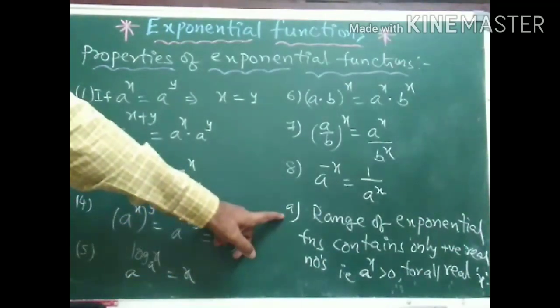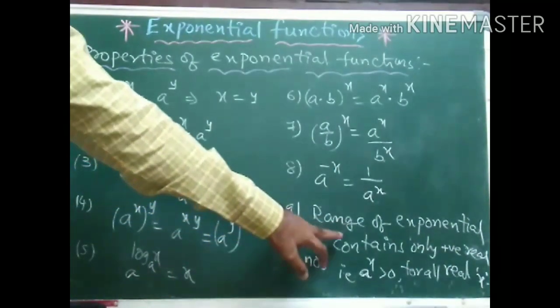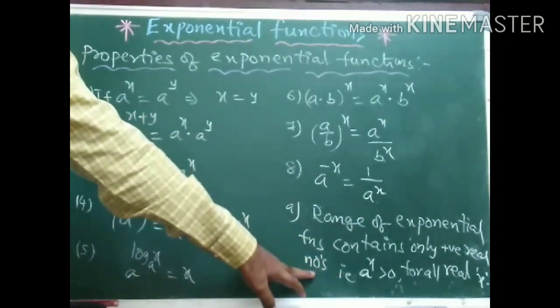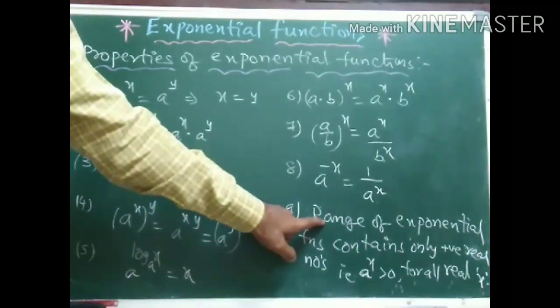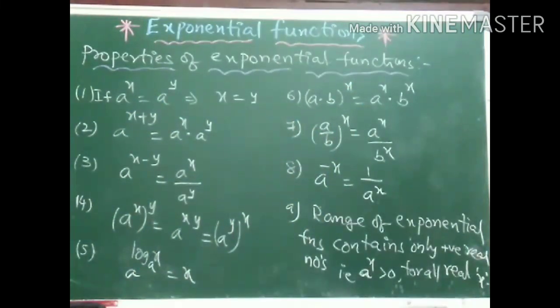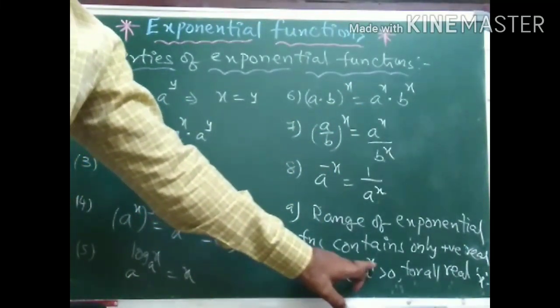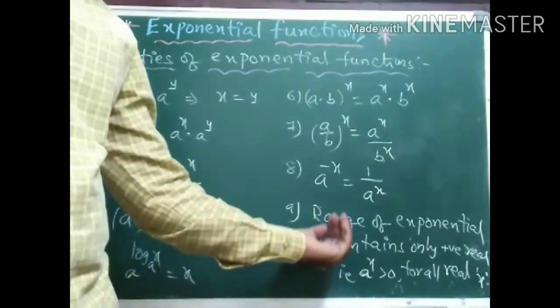And the ninth one: the range of exponential functions contains only positive real numbers. So please concentrate on this point, my dear. The range of exponential functions contains only positive real numbers. I mean, a power x is always greater than 0, positive. So a power x is always positive for all real values of x. Look at that output: a power x is always a positive number.